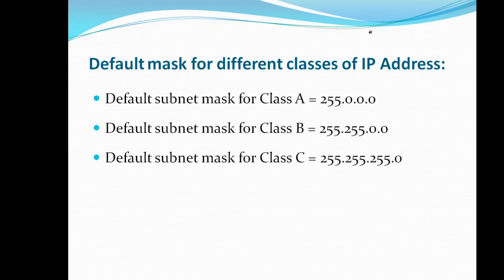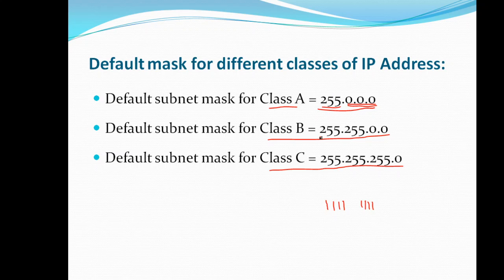Now, here is the default subnet mask. For class A, the default subnet mask is 255.0.0.0, for class B, 255.255.0.0, and for class C, 255.255.255.0. So in the network ID part, we choose all ones in the respective octet. For class A, the first octet represents the network part and the remaining three represent the host part. So that's why we keep the host ID part all zeros and the network ID part all ones. So we get this 255.